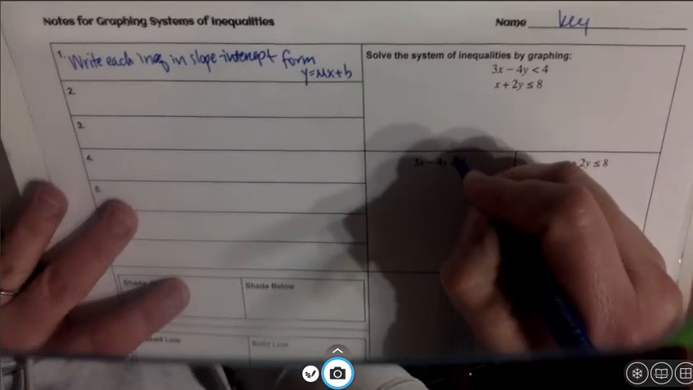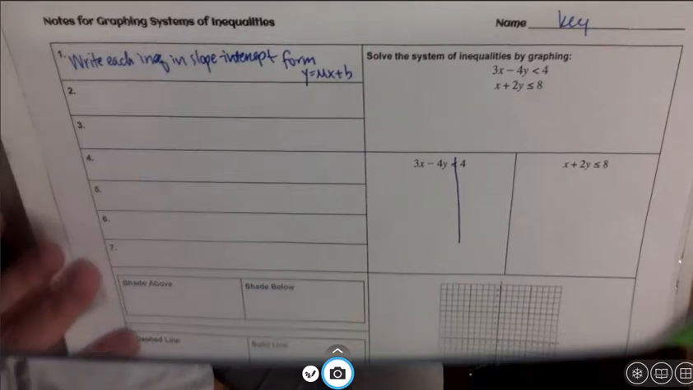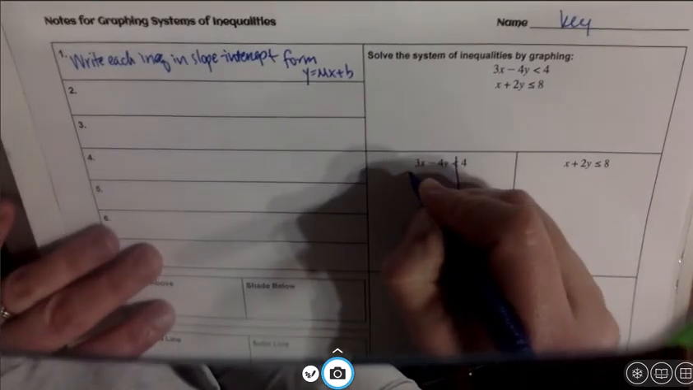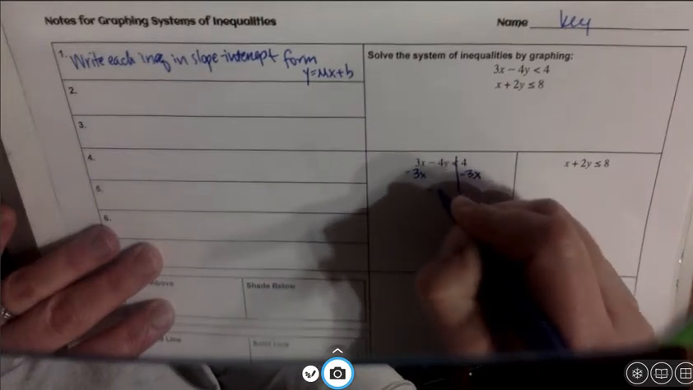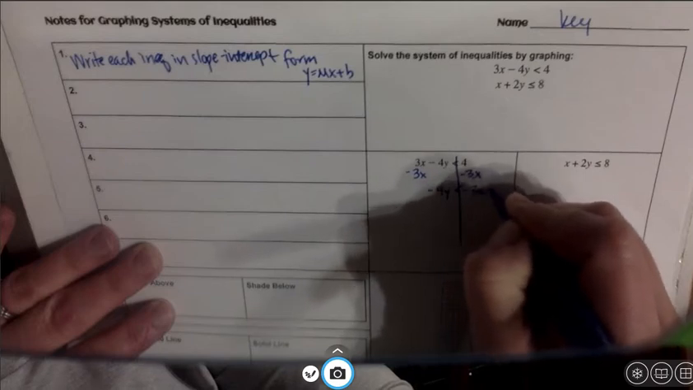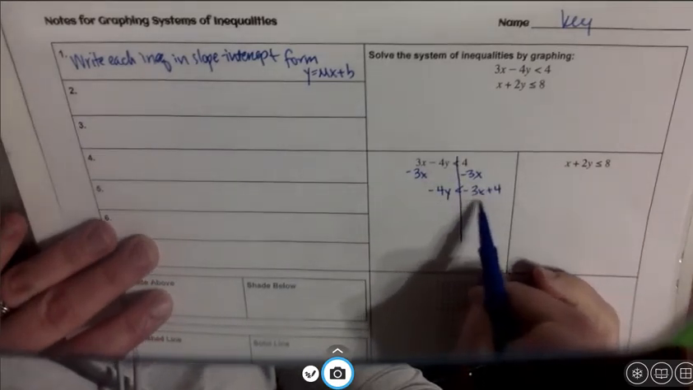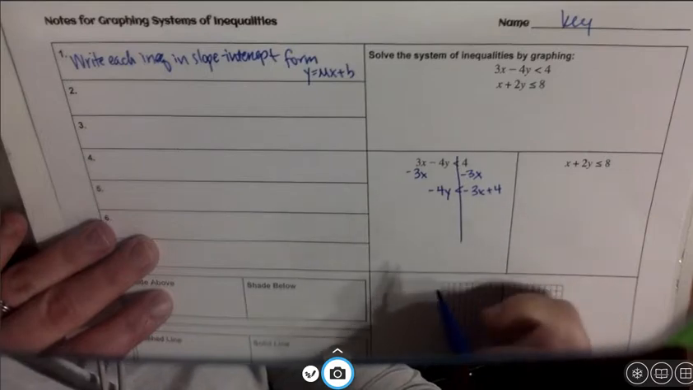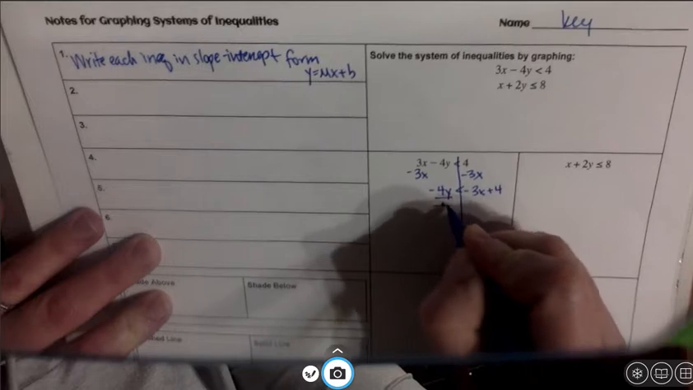Next, actually, let's just get these in slope intercept form. I'm going to draw my line down that inequality just so that way I can make sure I keep everything nice and focused between each side. So I'm going to subtract 3x on both sides. I then have negative 4y is less than negative 3x plus 4. And again, I'm writing in slope intercept form, so I'm going to have that x term up in front of my constant just to keep that focused. And then I'm going to divide by a negative 4.